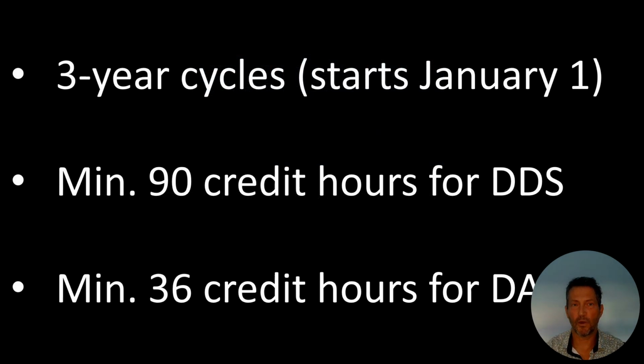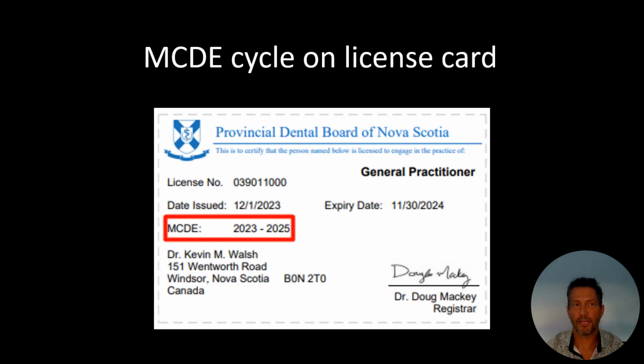As you probably know, each registrant has a 3-year MCDE cycle. Cycles begin on January the 1st and end on December 31st of the 3rd year of each cycle. Dentists are required to accumulate a minimum of 90 credit hours, while dental assistants are required 36 credit hours during each cycle. If you are unsure when your MCDE cycle begins and ends, you can easily find it on your license card.